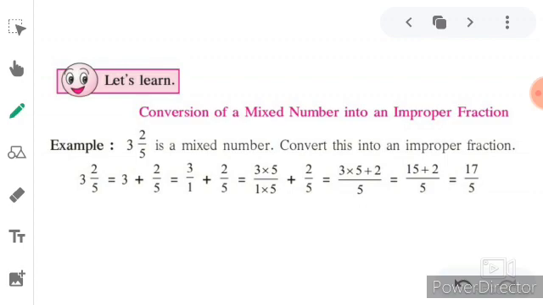First of all students, one example is given to you, that is 3 whole number 2 upon 5. It is a mixed number because it consists of a whole number and also a fraction. We have also learned all these terms in the previous video. So let's convert.